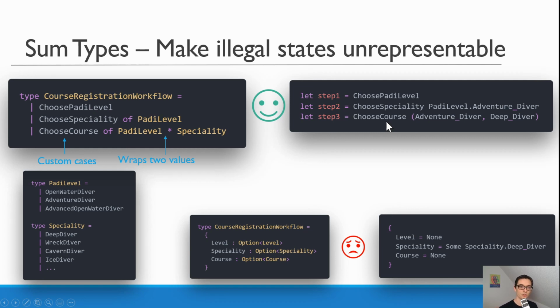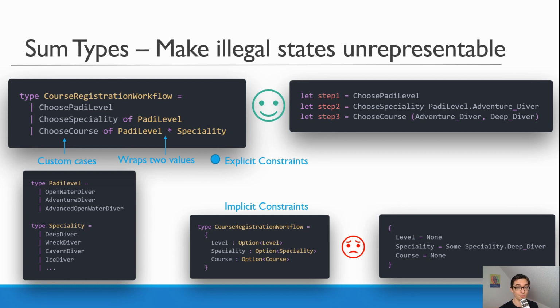If we want to create a course, we need to provide it an adventure diver, deep diver, so a party level and a specialty. So this is really nice. So we had down here those implicit constraints with the options that you can combine, but you shouldn't really do it because there's some semantics, some constraints hidden in there. But up here, we have explicit constraints, and the compiler supports us, so it's not possible to get to those illegal states in your application.